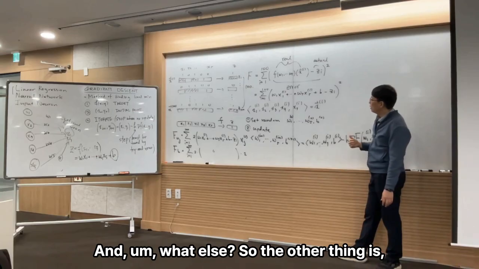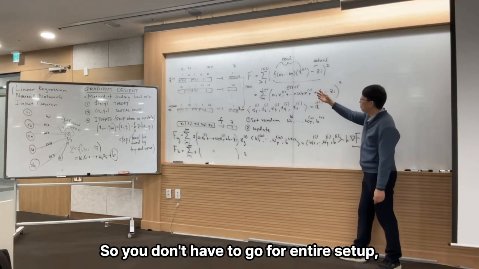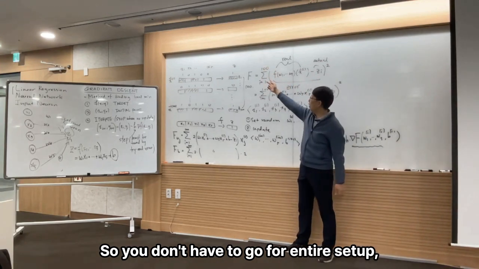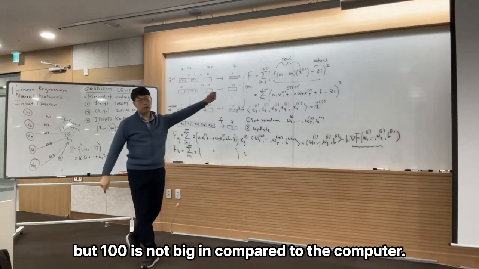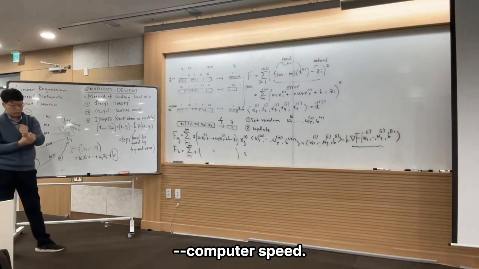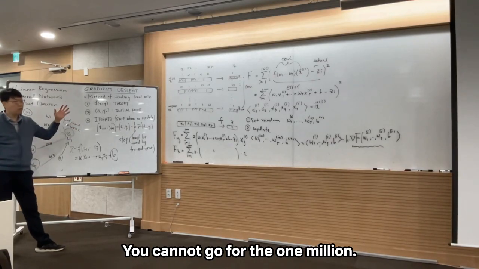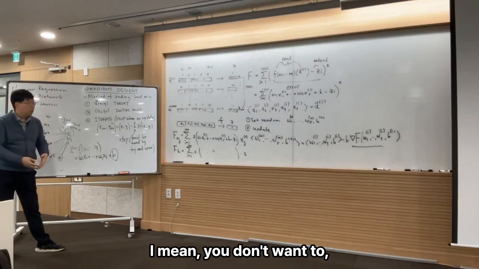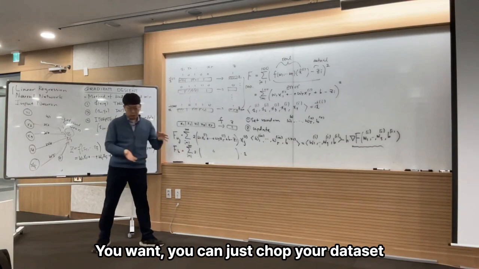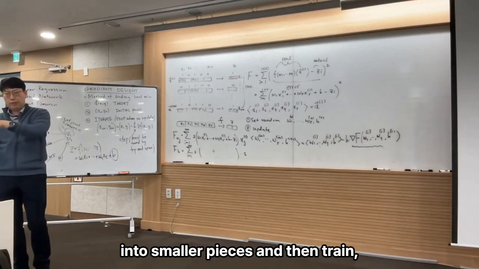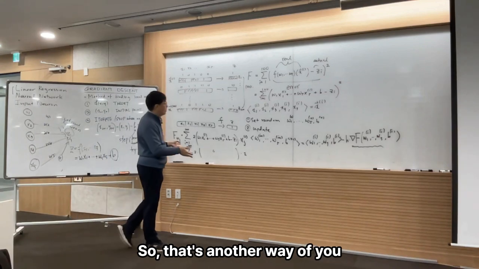What else? The other thing is what I was thinking about. You don't have to go for the entire problem set at once. Here you have 100, but 100 is not big compared to the computer speed. Let's say you have 1 million data sets. You don't want to train the entire set at once. You can just chop your data set into smaller pieces and then train more effectively and efficiently. So that's another trick you can use.